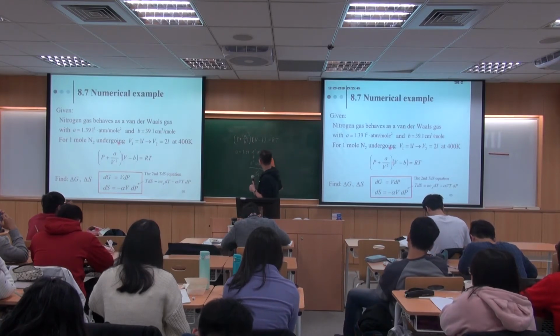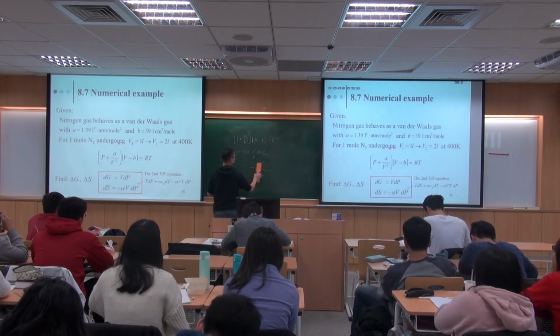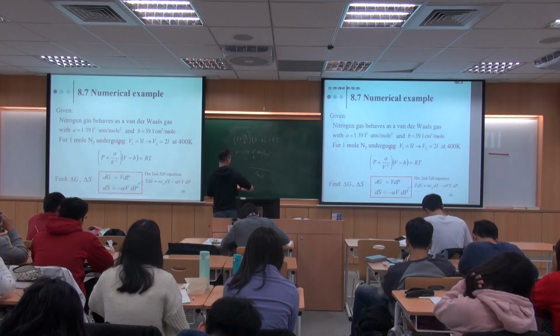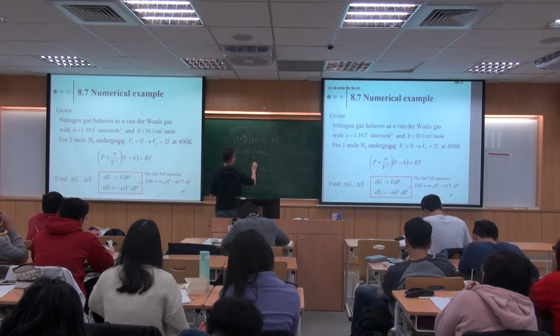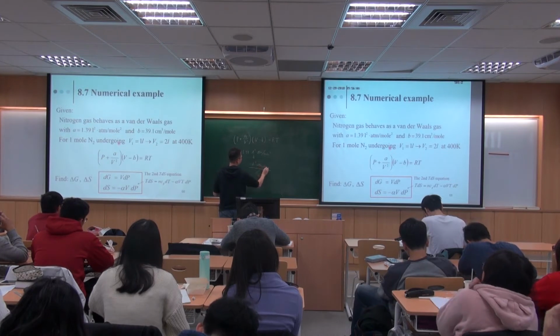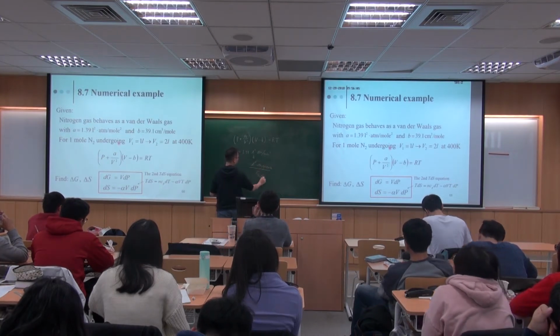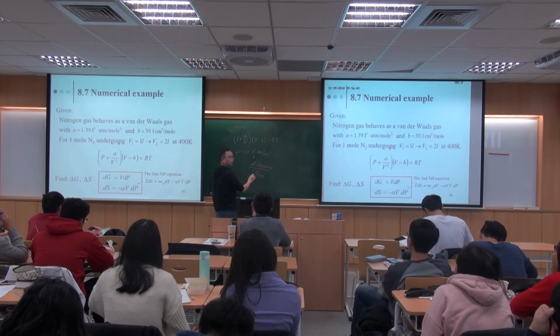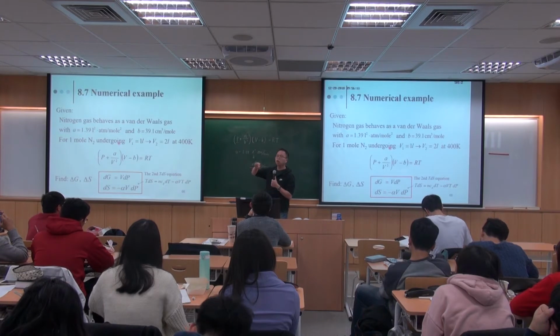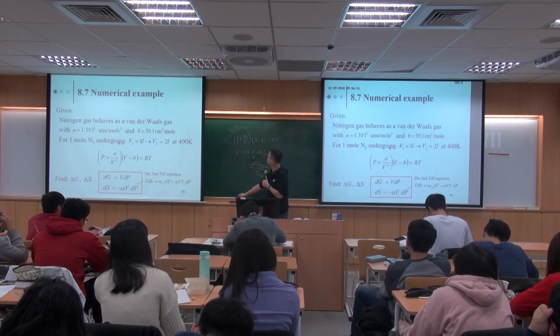In the case of using A, this is more straightforward because we know that this is liter square atm per mole square. So these will cancel out, and you're left with just atm, which is the unit of P over here, which means that this is the correct expression.